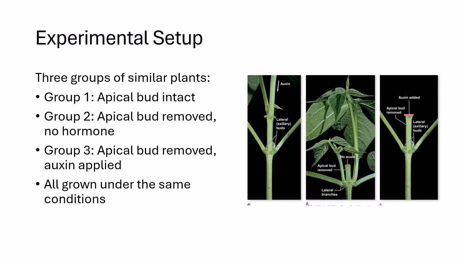In this experiment, similar plants of the same species and growth stage were used. One group was left intact with the apical bud still in place. In a second group, the apical bud was removed and no hormone was applied. In a third group, the apical bud was removed and auxin was applied to the cut surface of the stem. All of the plants were grown under the same environmental conditions, so the only differences were the presence of the tip and presence of auxin.